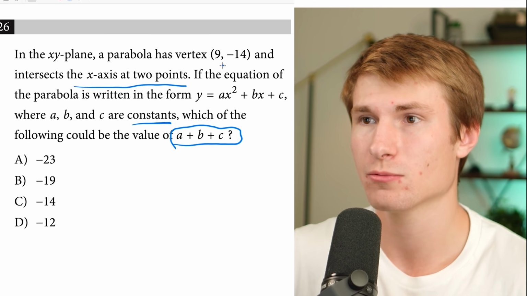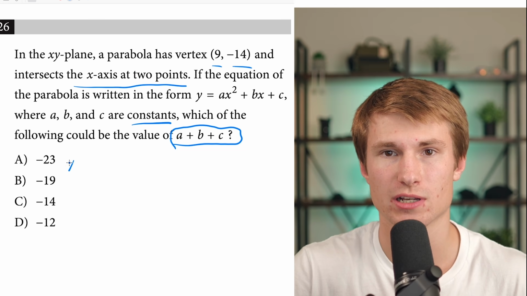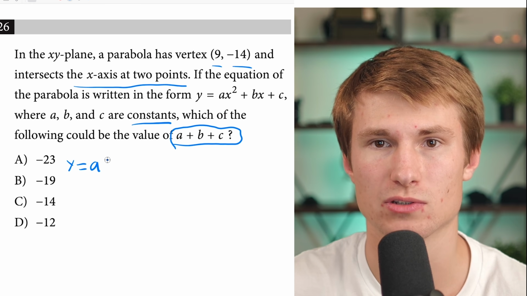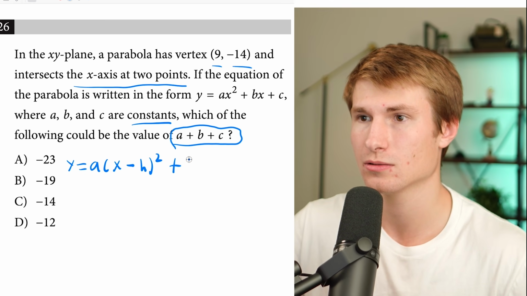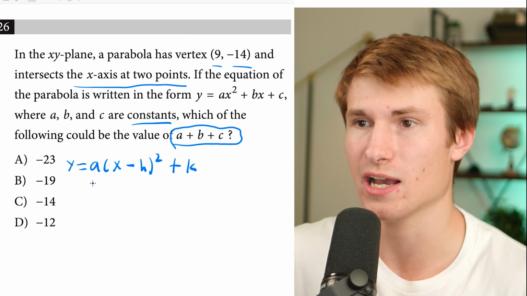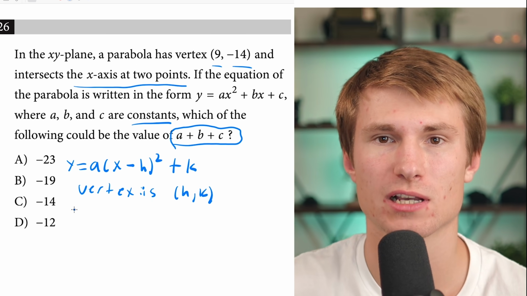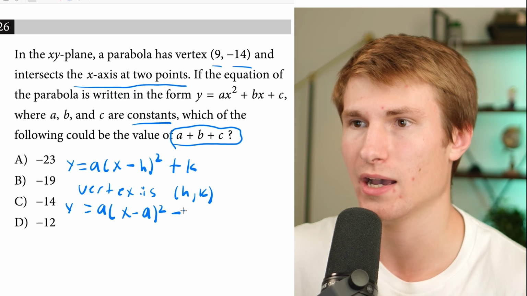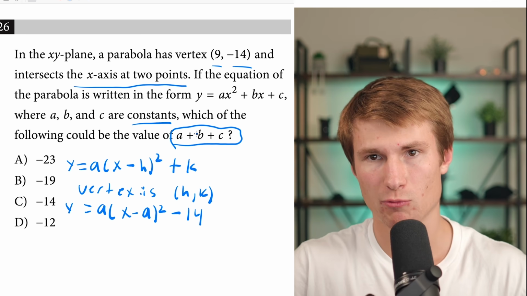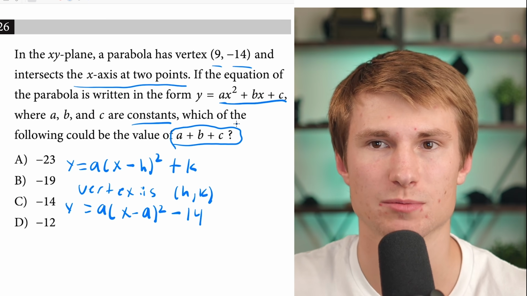So first thing we know is our vertex. If we're given our vertex on a parabola question like this, we're probably looking to use vertex form. Now vertex form would be y is equal to a times (x minus h) squared plus k, where our vertex is (h, k). All right, well, we know our vertex, so let's go ahead and substitute in. So we're going to have y is equal to a(x minus 9) squared minus 14. Okay, from here, we want to get these values a, b, and c, which means we need to get into the form of ax squared plus bx plus c.